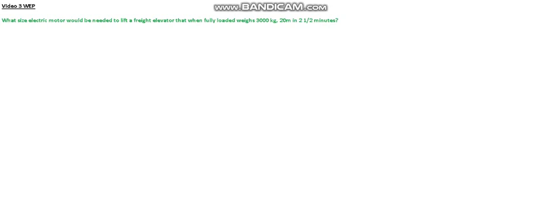Okay, video 3 on work, energy, power. So here's the problem. What size electric motor would be needed to lift a freight elevator that, when fully loaded, weighs 3,000 kilograms and is going to be raised 20 meters in 2.5 minutes?